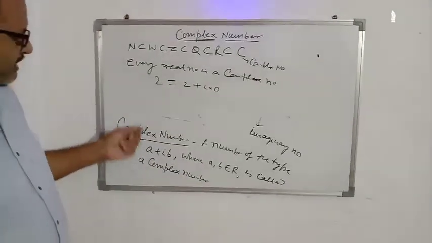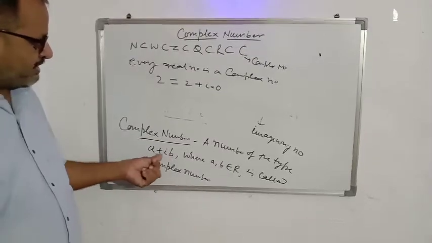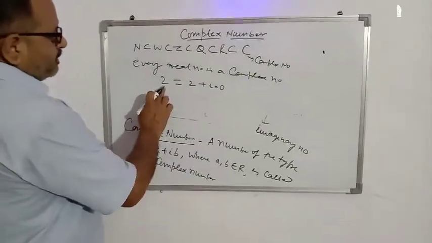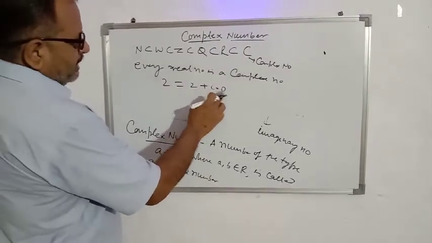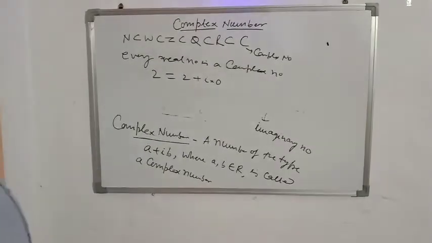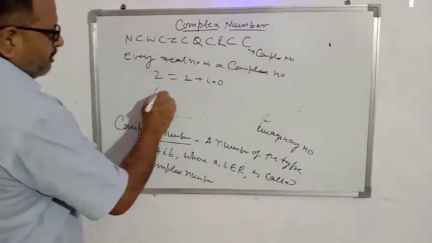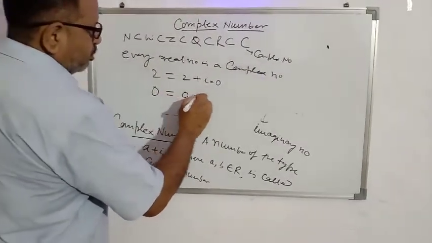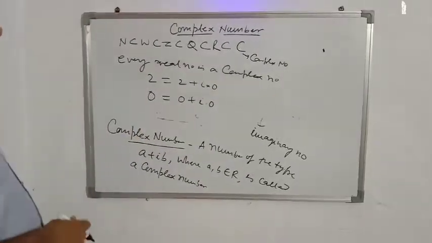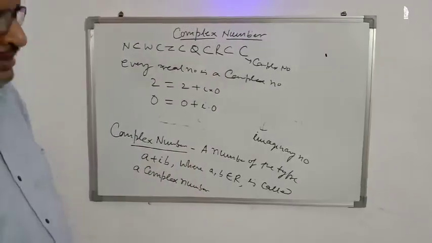If any number can be expressed in this form a plus ib, we can say it is a complex number. So if we take 2, 2 can be written as 2 plus i into 0. So 2 is also a complex number. 0 is also a complex number. We can write 0 plus i into 0. So every real number is also a complex number.